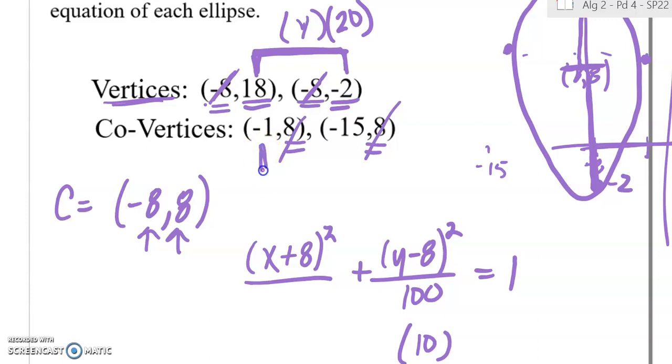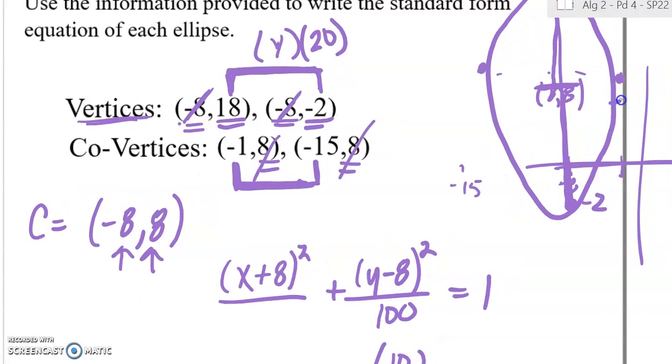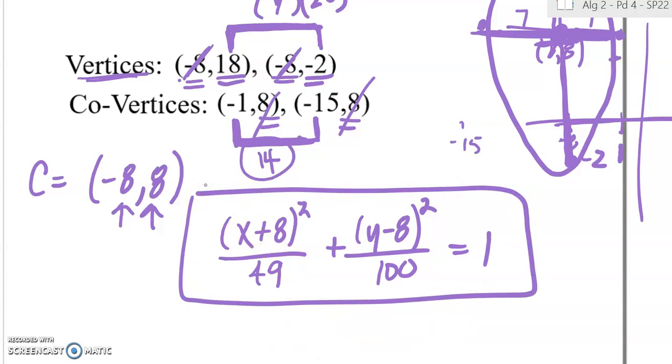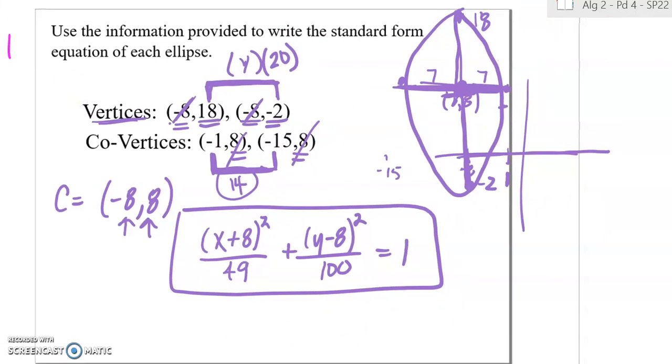And then I look at this number, and I want to be careful. From negative 1 to negative 15 is a distance of what? 14. And if the distance is 14, it means from the center, you went 7 one way and 7 the other way. So what number would mean to move 7 and 7? And that's 49. And that is my equation of the ellipse from vertice and covertice.